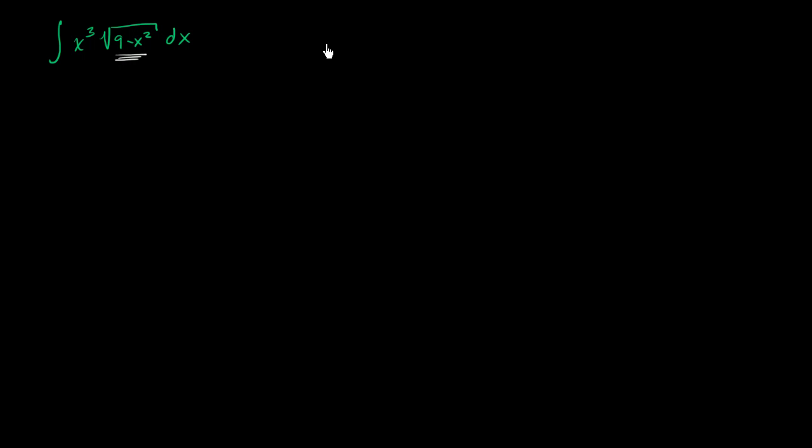We have something of the form 9 minus x squared, that can be viewed as the same thing as 3 squared minus x squared. And anytime you have the form a squared minus x squared, it might be useful to make the substitution that x is equal to a sine of theta. Now, why would that be?